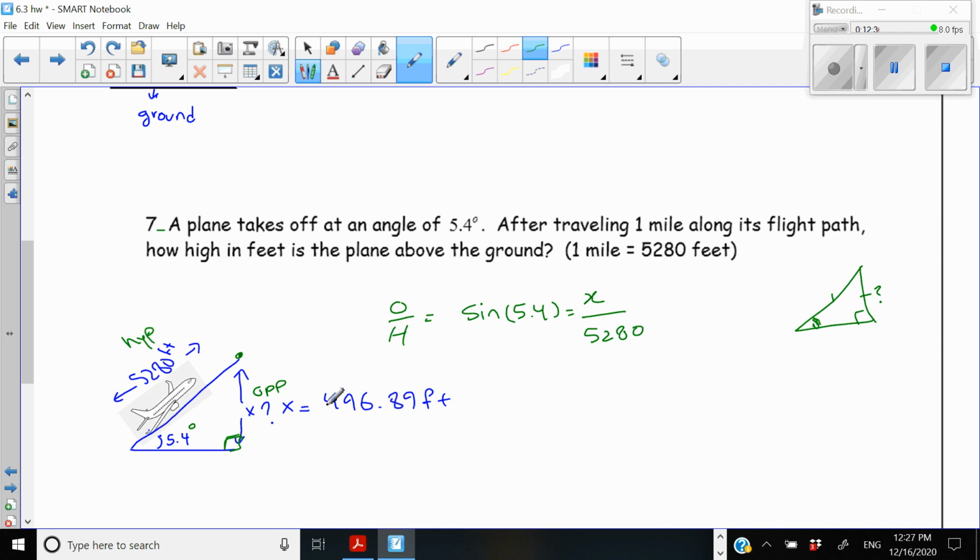Now, how do I find x? Just simply, again, cross multiply. x times 1 is x, will be equal to 5280 times sine of 5.4. And use your calculator and find the answer. I will leave finding the answer for you.